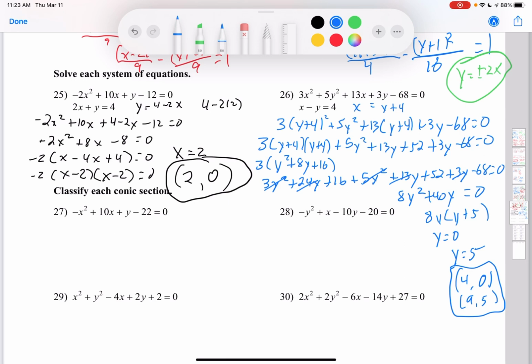The last ones say classify each conic section. So we just have to tell what it is. Is it a parabola? Is it a hyperbola? What is it? So we look at the first one, we've got an x squared, but we don't have a y squared. We just have a y. So right there, that should tell you that it's a parabola. That's all you have to do. It's a parabola. Number 28, we've got a y squared, but we don't have an x squared, so it's a parabola.